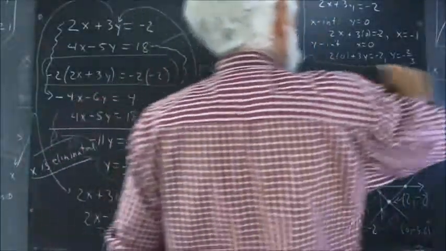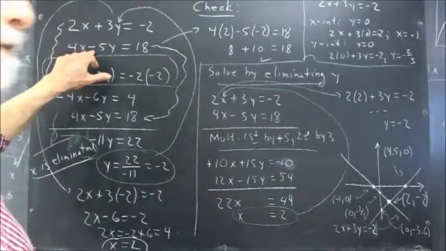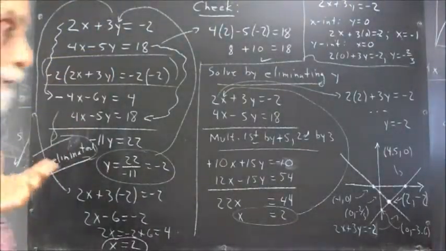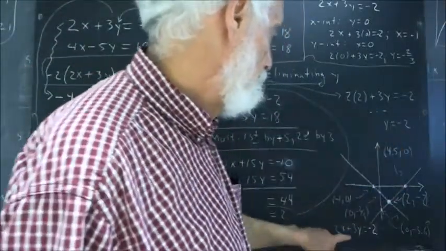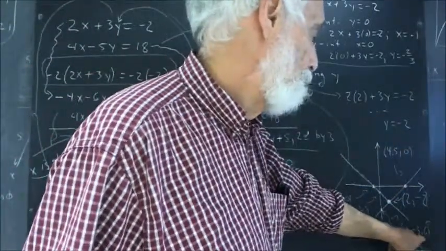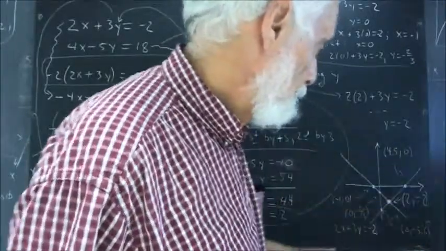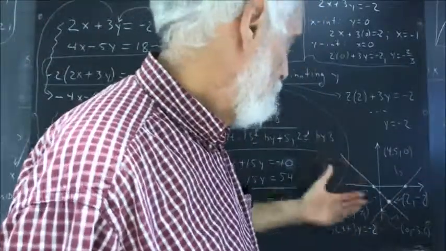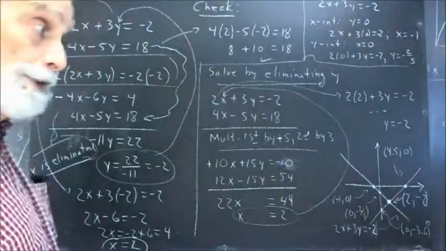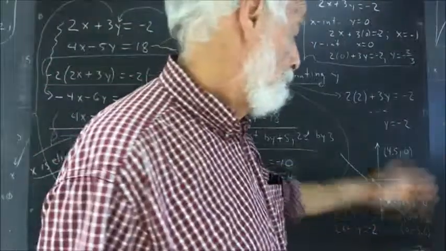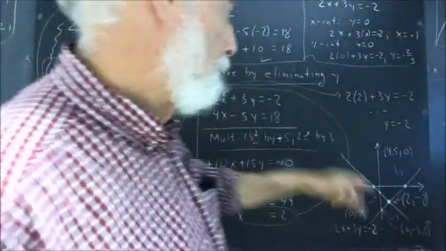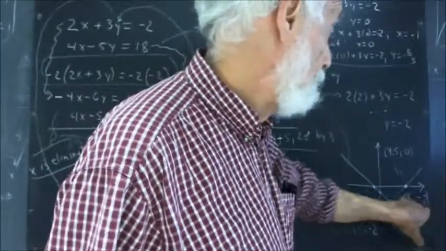We could do the same thing for the second equation, and we would find intercepts of (4.5, 0) and (0, -3), and 3/5 is -3.6. Drawing a line through those points, these two lines intersect. Can we guess the coordinates of the point at which they intersect? Yeah. If we look at our solution to the simultaneous equations, this is the point (2, -2). X is 2, y is -2.